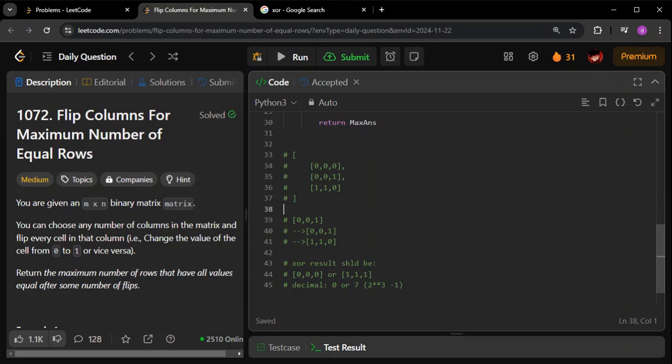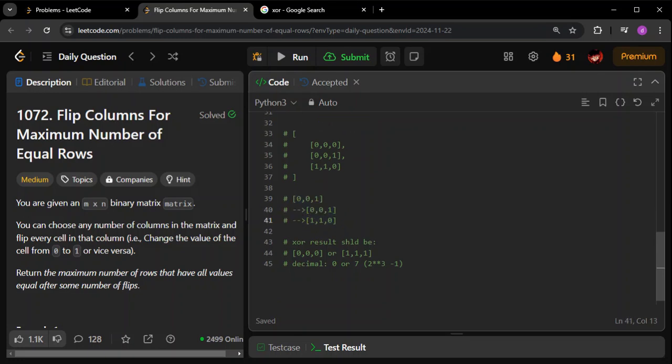So how did we decide how to compare whether two rows follow the same pattern or not? We discovered that if we convert them to decimal and do XOR, this should be the result of the XOR: that is 0 or 2 raised to power n minus 1. If the result is one of these, then we can conclude that the two rows have the same pattern.